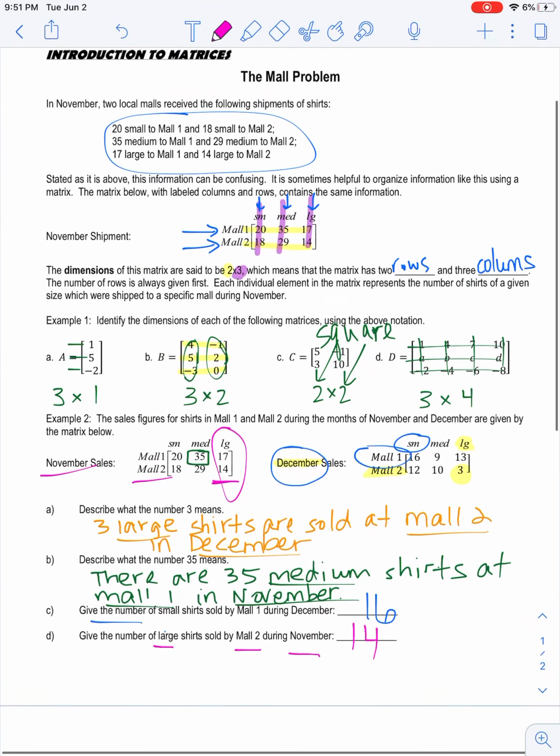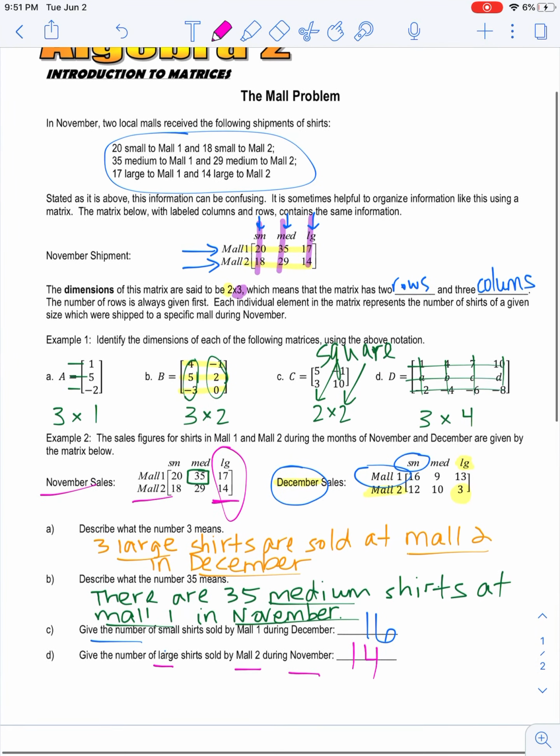And that concludes our first lesson for Unit 2, which was an introduction to matrices. So in the next lesson, we'll start doing some operations with matrices.